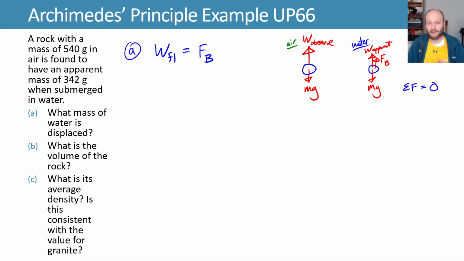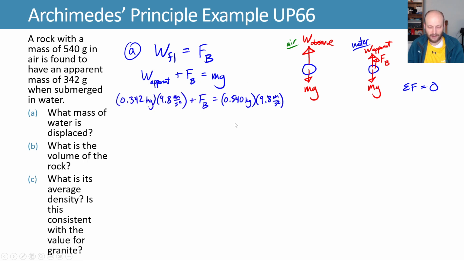From the free body diagram, the sum of the forces in the y direction gives us that the apparent weight plus the buoyant force is equal to mass times gravity. We know everything here except the buoyant force, so we can plug in these values and find the buoyant force by subtracting the apparent weight to the other side. This gives us a buoyant force of 1.94 newtons. And by Archimedes' principle, that's equal to the weight of the displaced fluid.